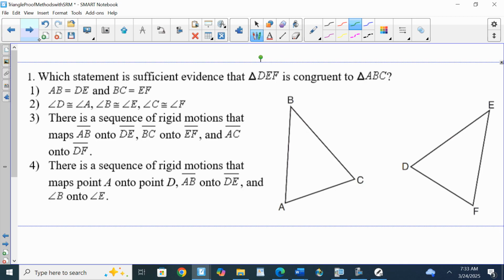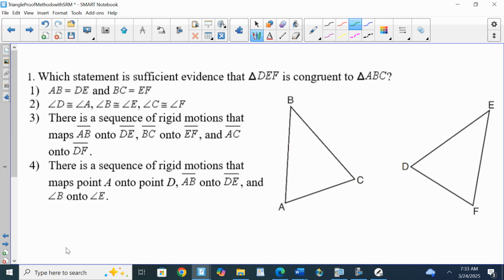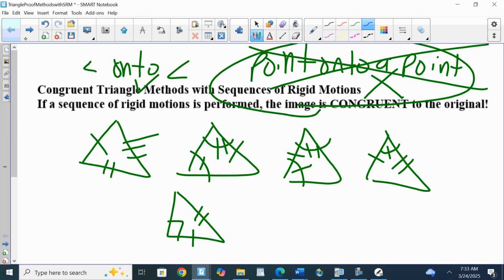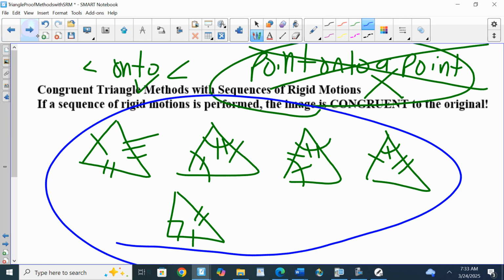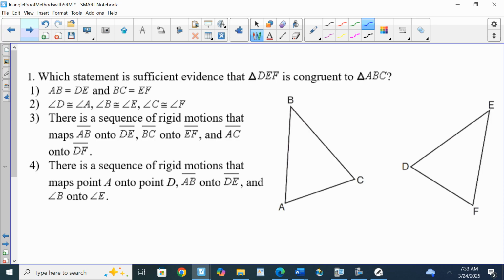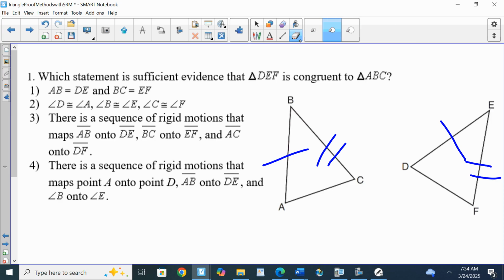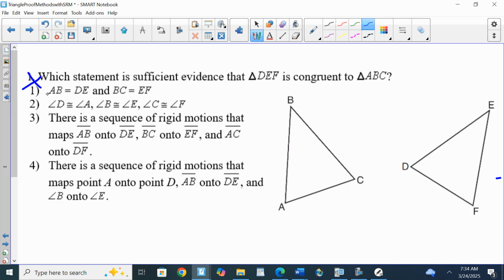Which statement is sufficient evidence to prove that triangle DEF is congruent to triangle ABC? We can go through each choice. I need one of these 5 pictures. So choice 1, AB is congruent to DE, BC is congruent to EF. That's only 2 things. So nope, I need 3 things to prove triangles are congruent. That one's out.